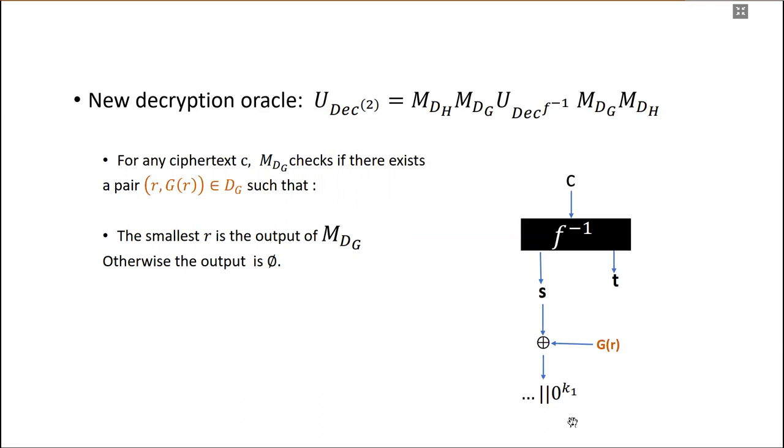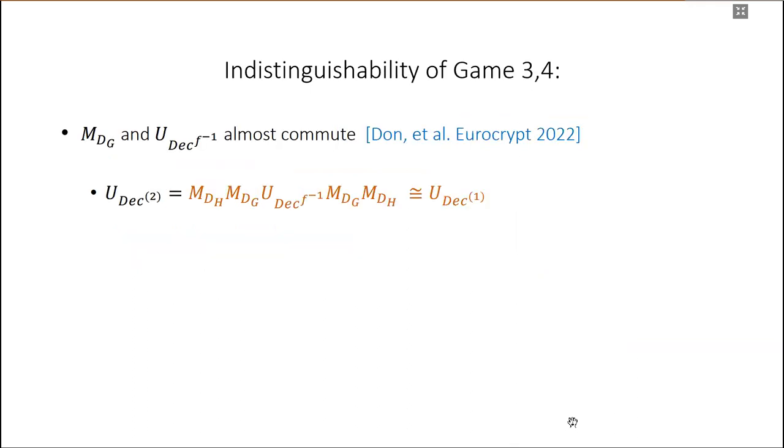It uses the inverse of F to get S and then searches over the database of DG for pairs such that the decryption succeeds. The output of the M_DG will be the smallest R, and if there isn't such an R, then the output will be empty. So the two games three and four are indistinguishable because of recent results that M_DG and UDEC inverse almost commute. And since M_DG is an involution, if we commute, they will cancel out, and then we will get the UDEC one.